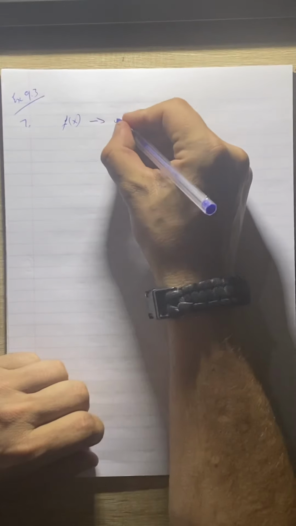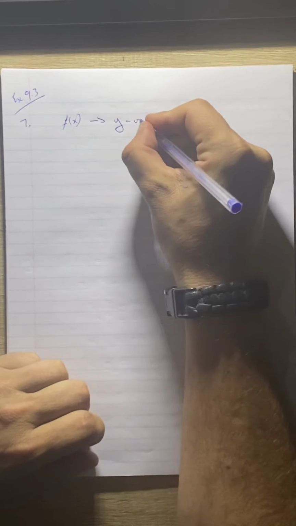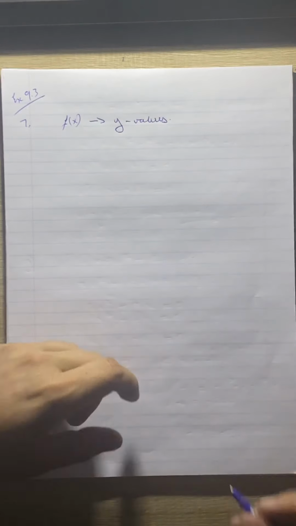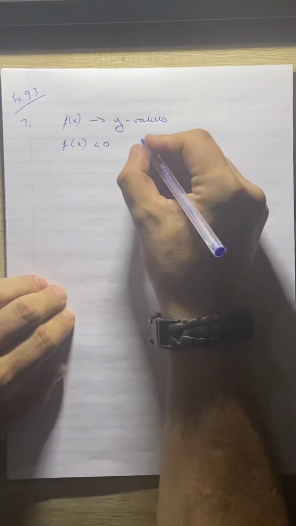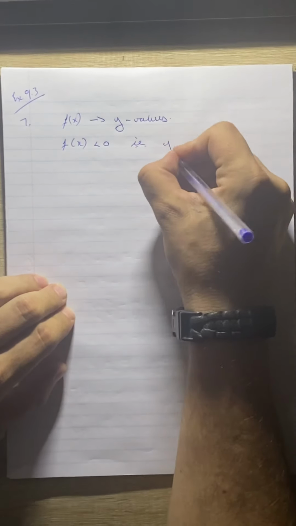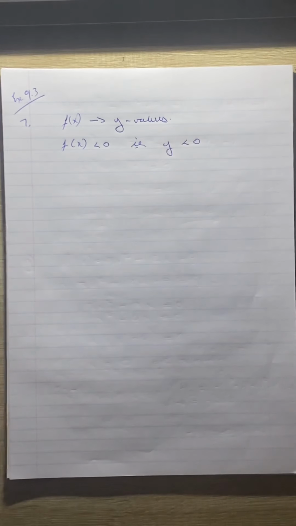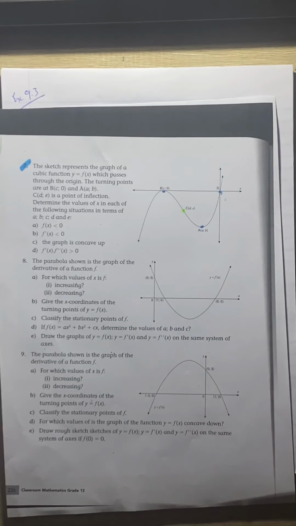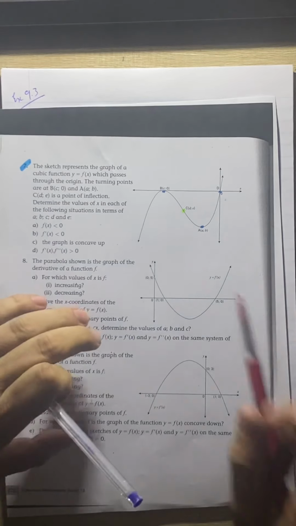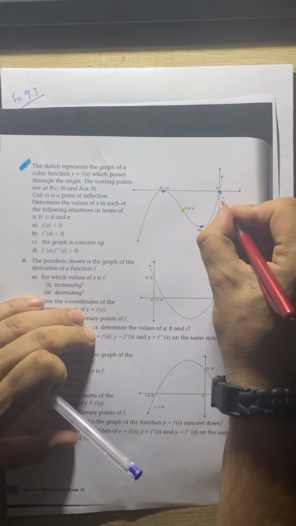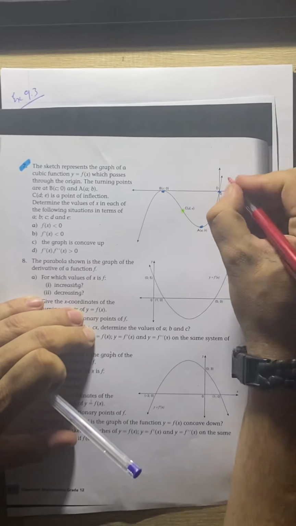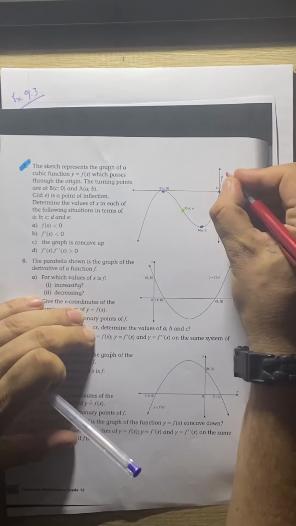So if we're talking about f of x, that is exactly the same as talking about the y values. So in this case, we're talking about f of x less than 0. In other words, where are the y values negative? If this is our y-axis here, our y values over here are all negative down here, and our y values above here are all positive.